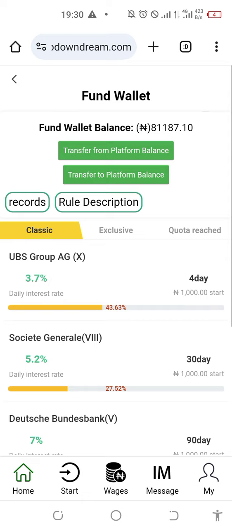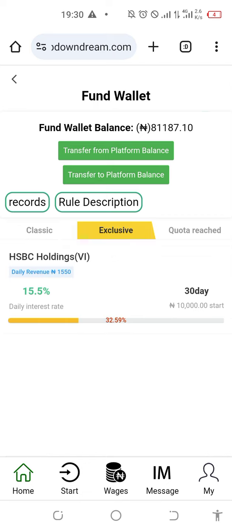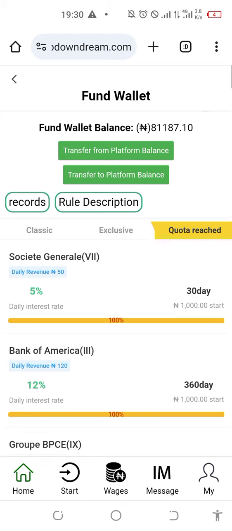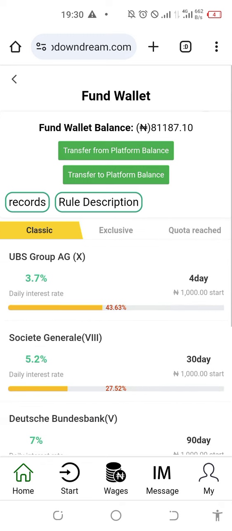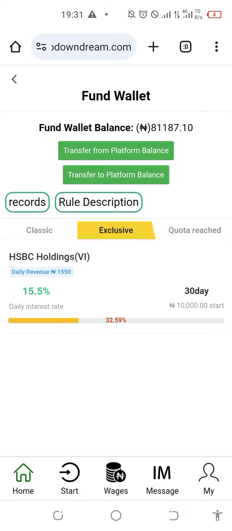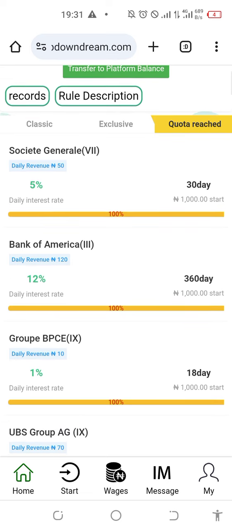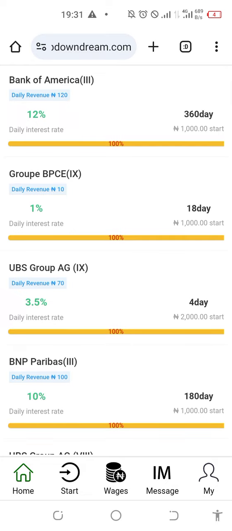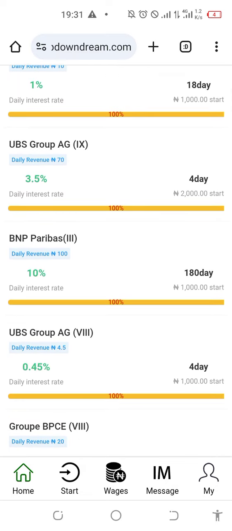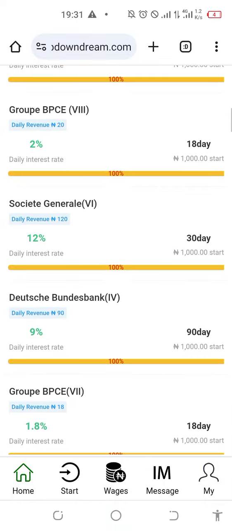You can see under classic we have several banks. And under exclusive, let me click on exclusive. You can see HSBC Holdings, and you see we have quota reached. For the classic, I want you to know that you can invest by using classic. You can also invest by using exclusive. But you don't invest by using quota reached, because as you can see, it shows 100%. That simply means that all these mutual funds have been filled up. People have invested there, so there's no space to invest. Whenever I see 100% like this, it simply means there's no place to invest.